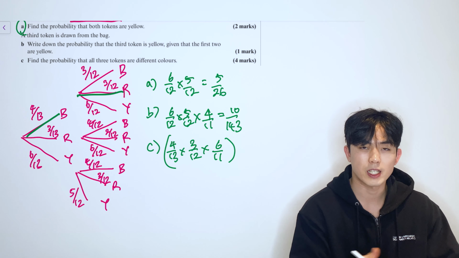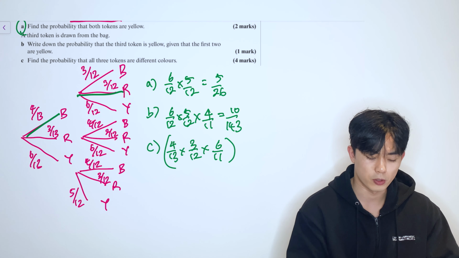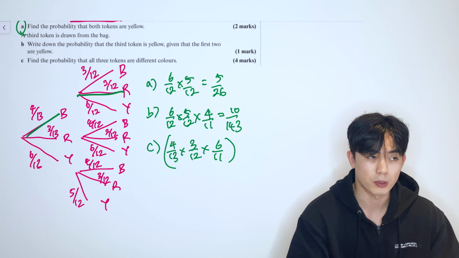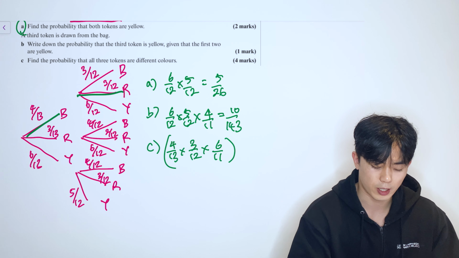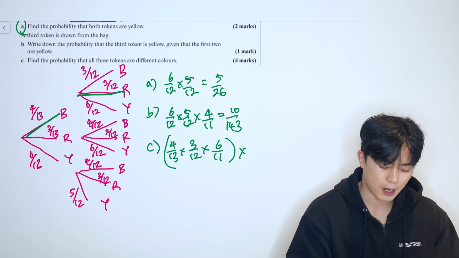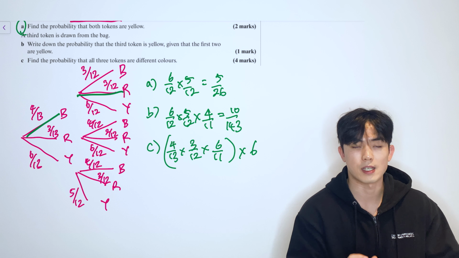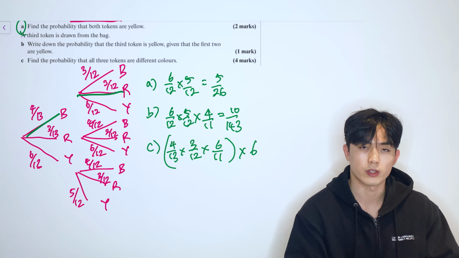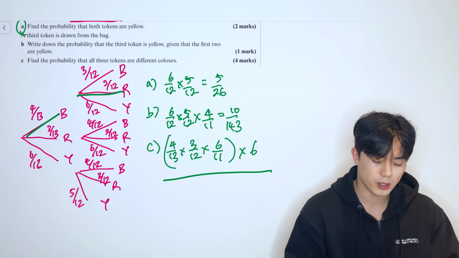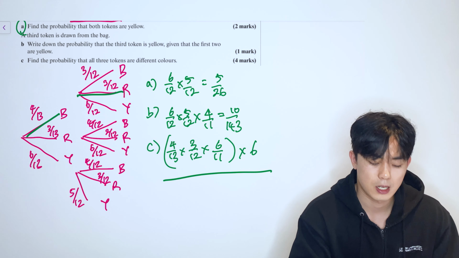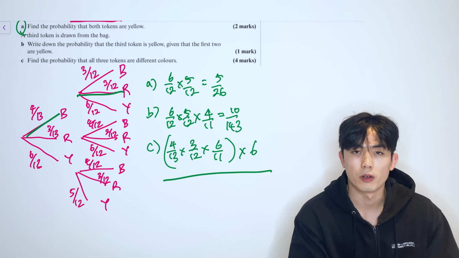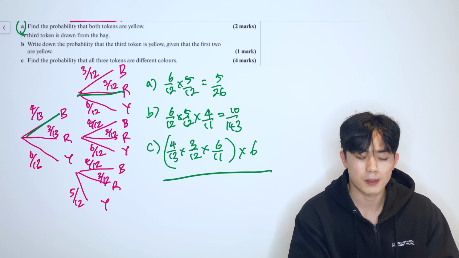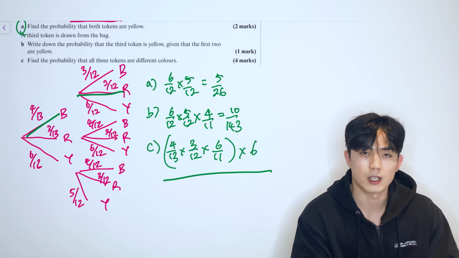And so there's still going to be 6 yellows, and there's going to be 11 tokens left. Now there's actually going to be 3 different routes to this. We can choose red, blue, yellow, or we can do red, yellow, blue, and so on. It all depends upon the number of scenarios. So it's actually going to be multiplied by 6 in this case, with 6 different combinations or ways of getting 3 different tokens. And so this is going to be the probability that all 3 tokens are different colors. So as I said, you have to clearly state what route you're going to take to achieve the outcome, and then just go about finding each probability respectively.